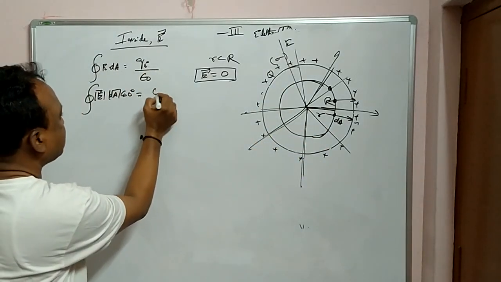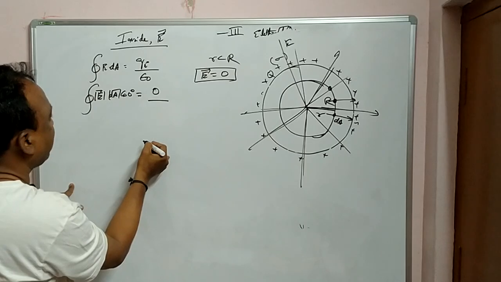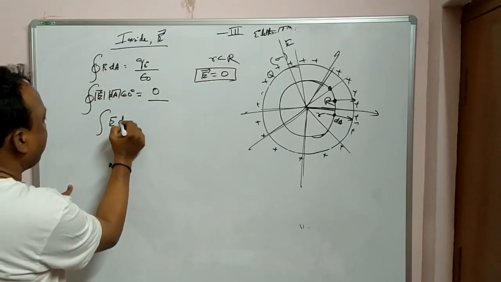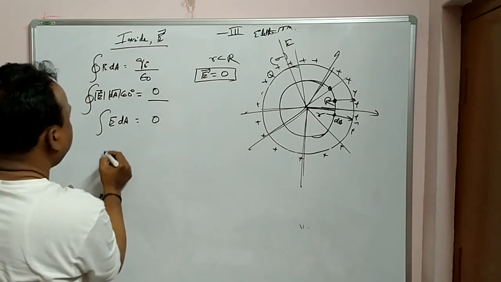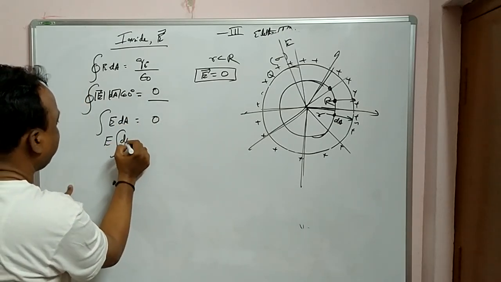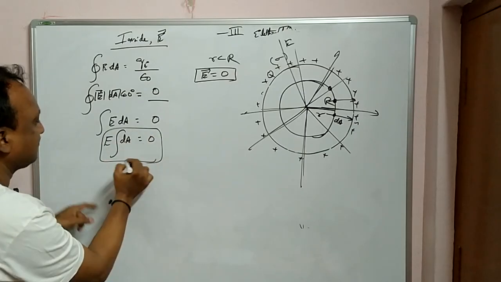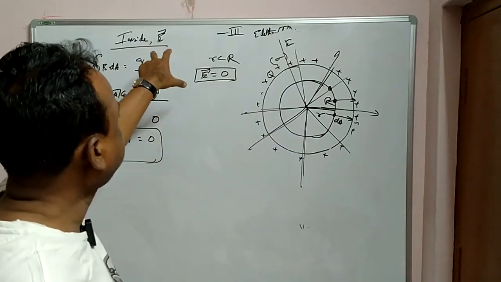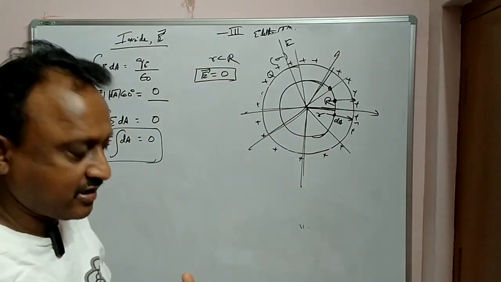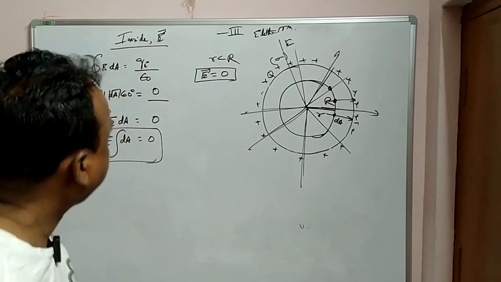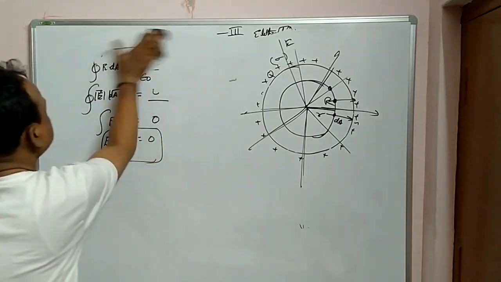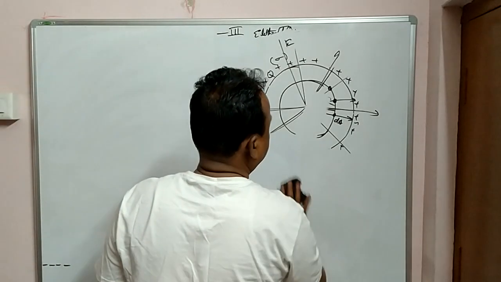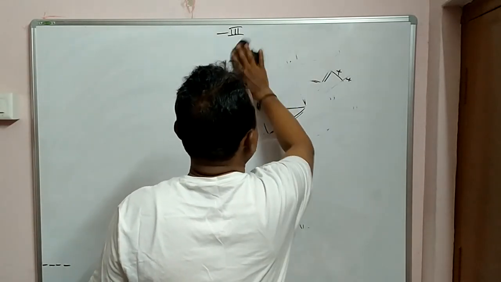So this is equal to what? 0 by anything, 0. Okay? So therefore, integral E dA is equal to 0. Or even if you take E constant, integral dA is equal to 0. Because there is no charge inside, charge is only outside. So inside, the electric field is 0 for a solid sphere. Clear? So this is how you have to explain. Very, very important regarding examination.